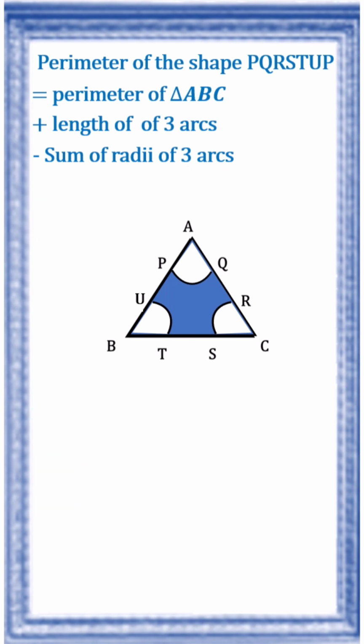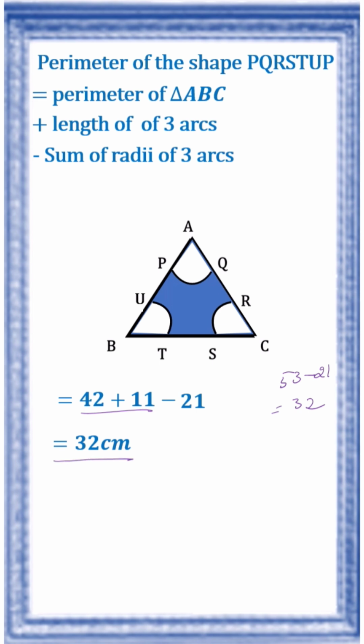Now let us calculate the perimeter of the shape PQRSTUP. How? Perimeter of triangle ABC is 42. Length of three arcs is 11. Sum of the radii of three arcs is 21. Here 42 plus 11 is 53, minus 21 is equal to 32. So the perimeter of the shape PQRSTUP is 32 centimeter.